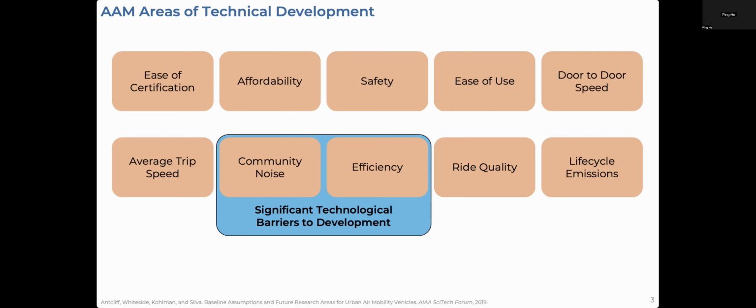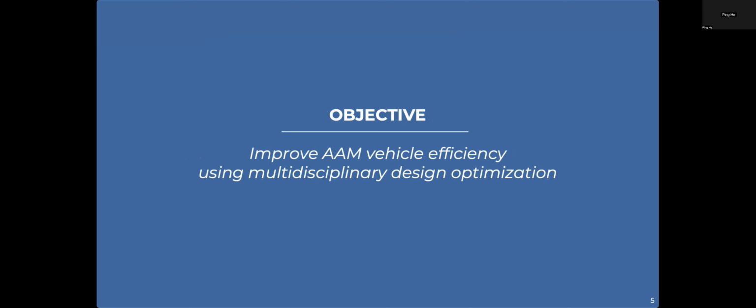Community noise is important because if these vehicles aren't quiet, then they won't see wide-scale adoption because they'll actually add disruption instead of improve congestion. They also need to be very efficient because if they're not efficient, we're being detrimental to our environment. And so once again, they won't see wide-scale adoption. So we really need to make progress on community noise and vehicle efficiency. The motivation for me in this work is that AAM vehicles must be both efficient and quiet. My objective is to improve AAM vehicle efficiency using multidisciplinary design optimization.